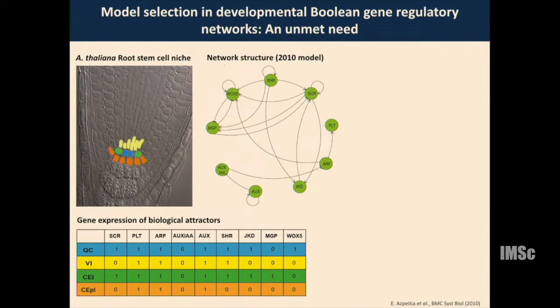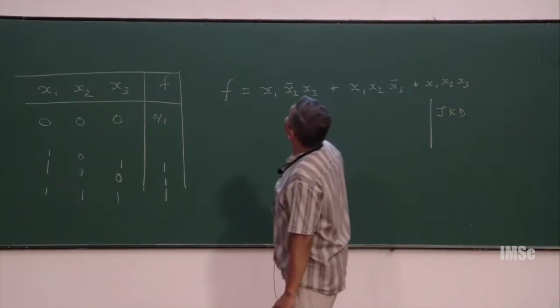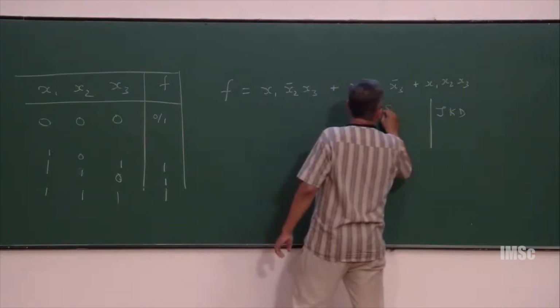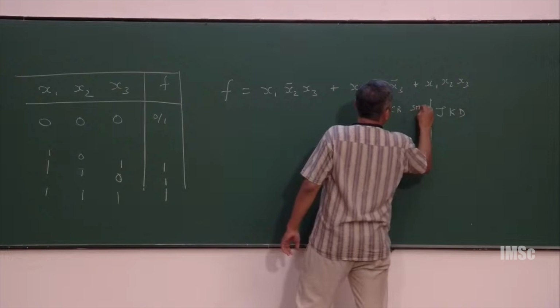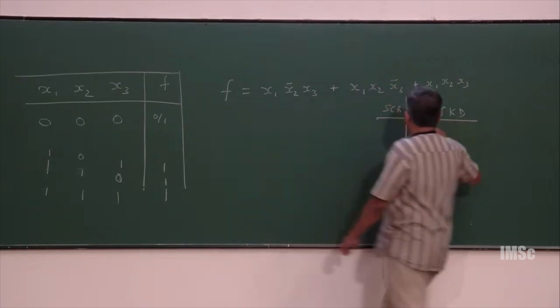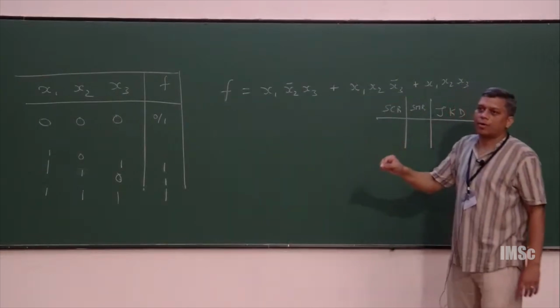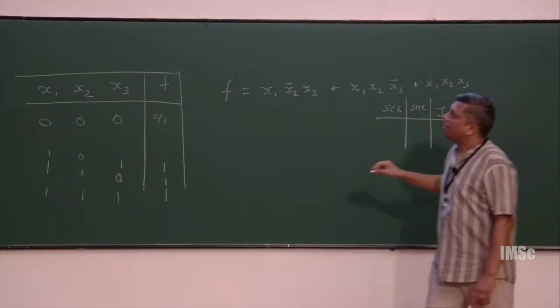I'll just give you the crux of it, and it's very simple. Let's look at the node JKD. JKD is controlled by two nodes, SCR and SHR, so this is going to be a two input function. And look at your attractors.